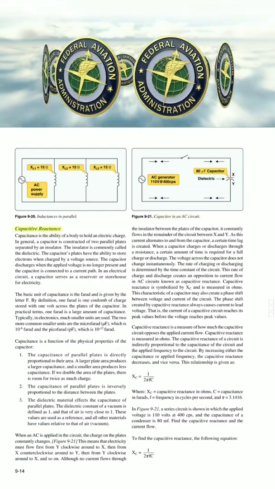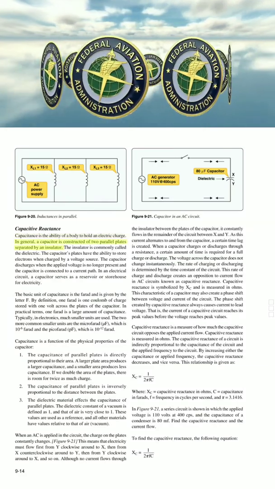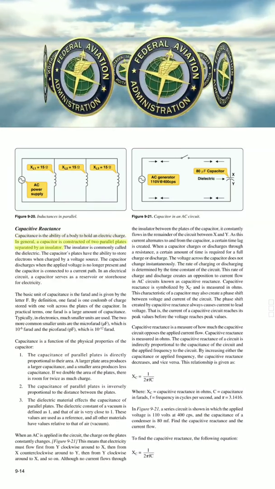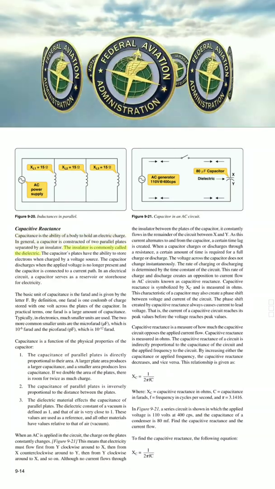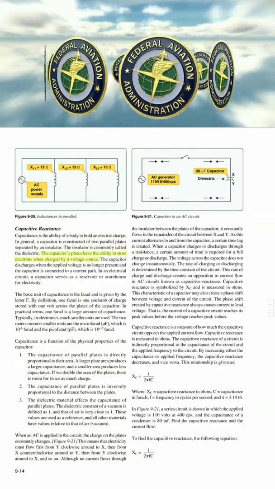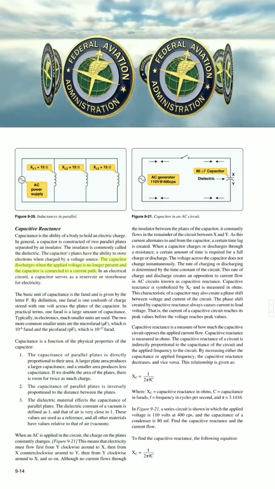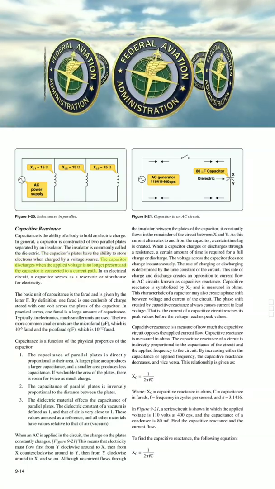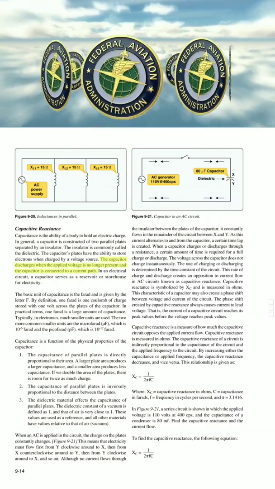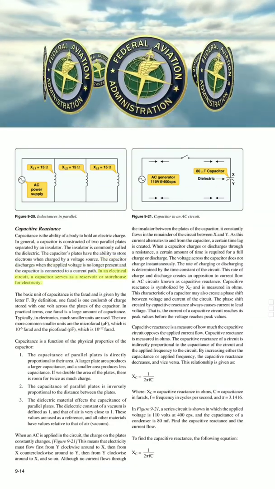Capacitive reactance. Capacitance is the ability of a body to hold an electric charge. In general, a capacitor is constructed of two parallel plates separated by an insulator. The insulator is commonly called the dielectric. The capacitor's plates have the ability to store electrons when charged by a voltage source. The capacitor discharges when the applied voltage is no longer present and the capacitor is connected to a current path. In an electrical circuit, a capacitor serves as a reservoir or storehouse for electricity.